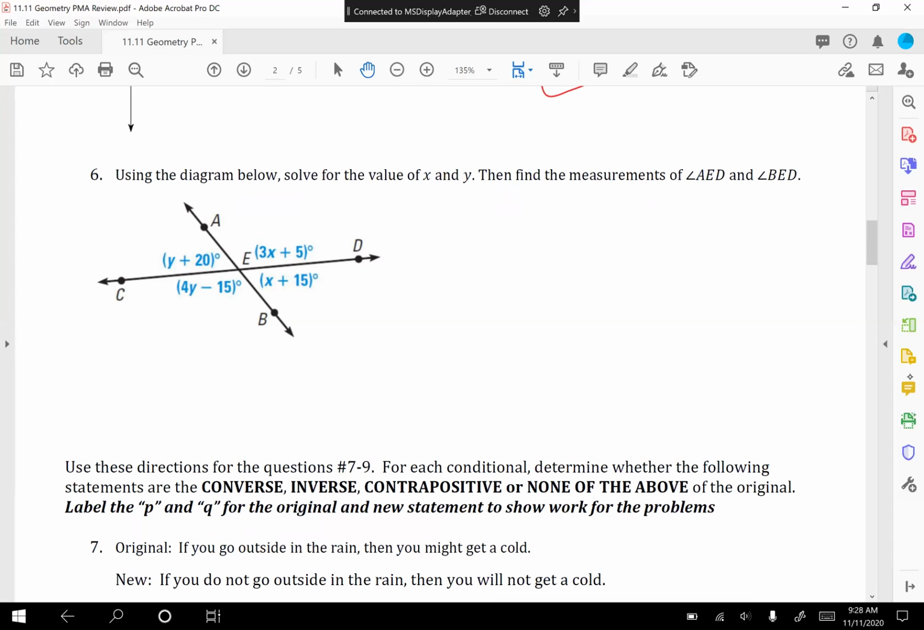Because do y'all see how these two here with the x's, they're making a straight line? So what would these two with the x's add up to? 180. And then the same thing with the y's, okay? And so we're going to do them separately. So 3x plus 5 plus that x plus 15 equals 180.